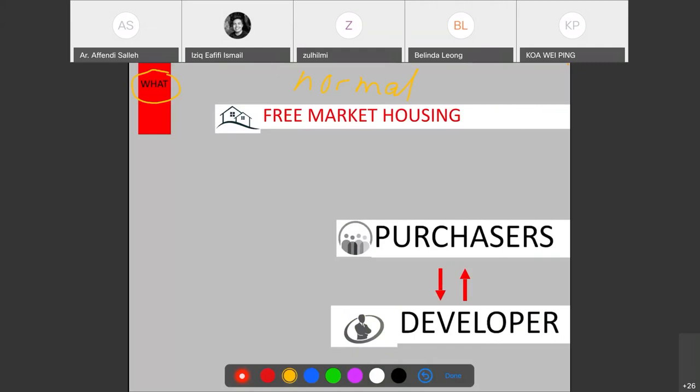The relationship in free market housing is that the purchaser buys the house from the developer directly. There's no third party involved. Okay? The contract is between the purchaser and the developer, who builds and sells. The developer is only governed by the Housing Developers Act, the Uniform Building By-Laws, and local authority law. That's all. Very simple. We are very familiar with this.